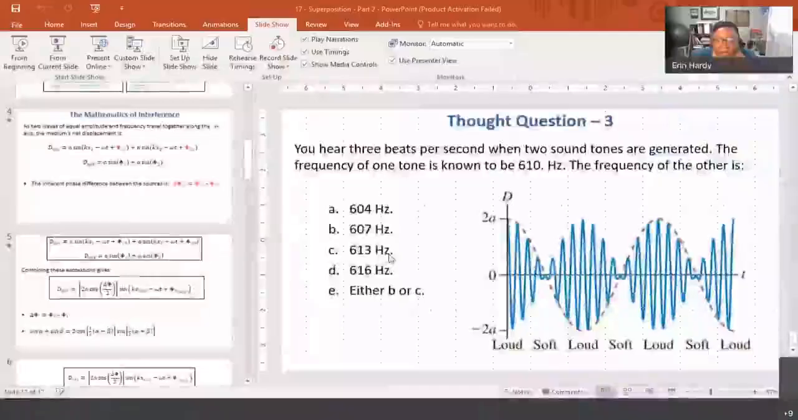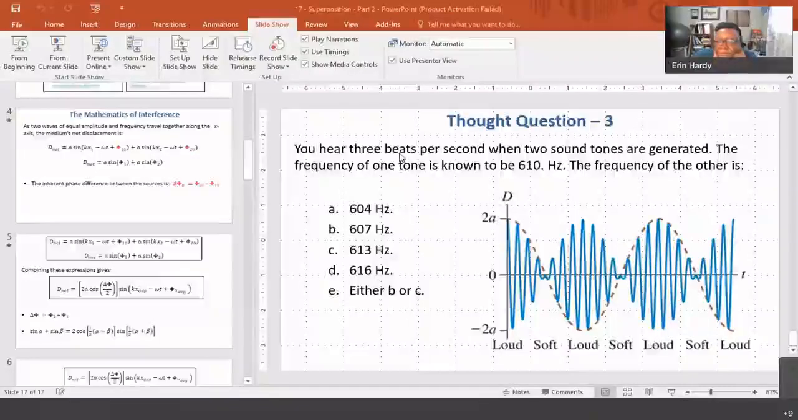I'll share again right here. We knew that the beat frequency was 3 beats per second, so that eliminated anything that wasn't 3 hertz in either direction. So if instead we had 6 beats per second, that would lead us to either A or D. But if we had like 5 beats per second, none of these frequencies would match up. It would need to be either 605 or 615.